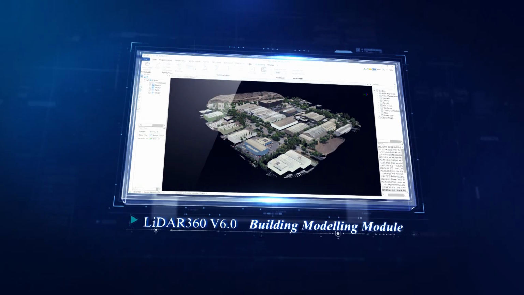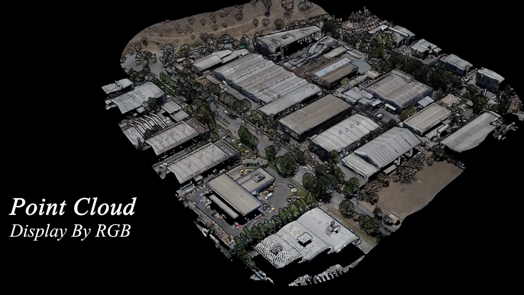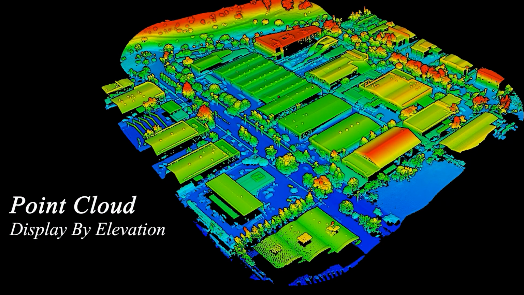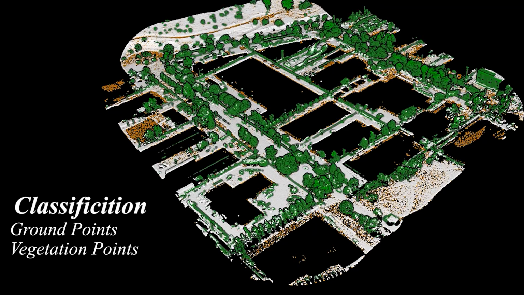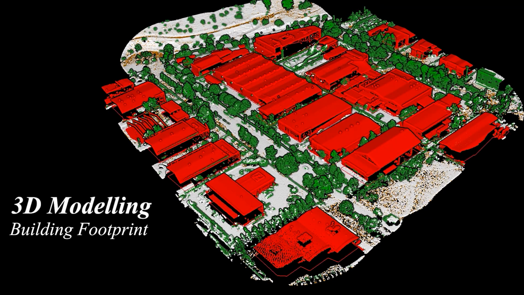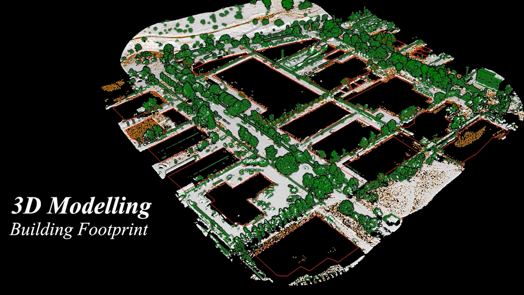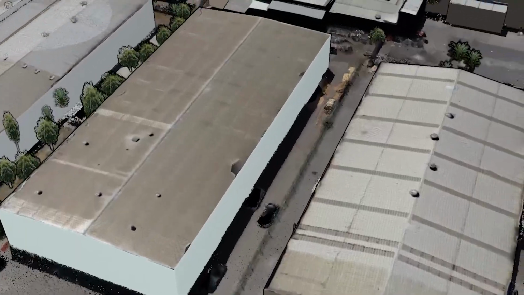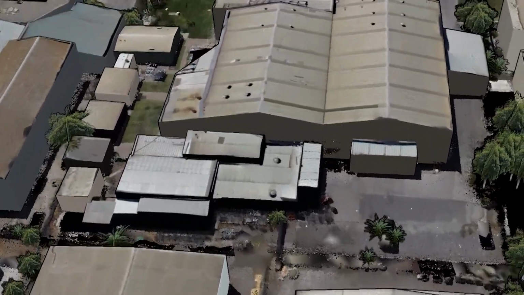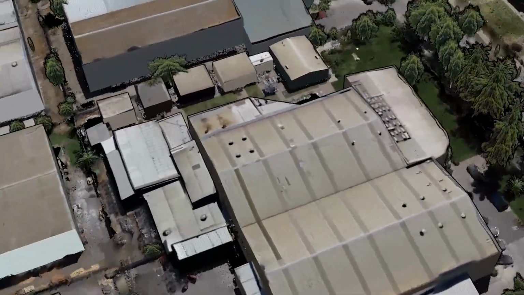LiDAR360 version 6.0 New Building Modeling Module. It can automatically build accurate, single, and semantic building models based on point clouds and building outlines. Build CIMs together with terrain and forest 3D models.